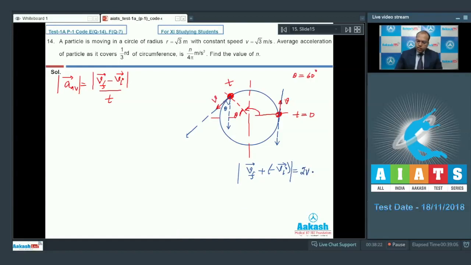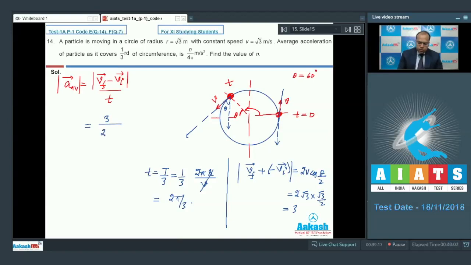So if I calculate the magnitude of the summation of these two vectors, since v is constant, it is equal to 2v cos theta by 2, and the value of theta is equal to 60 degree. So it is equal to 2 into v, that is root 3, into cos 30 degree, and the value of cos 30 degree is root 3 by 2. So it is equal to 3. If I calculate the time interval, then the time interval t is equal to capital T by 3, and the value of capital T is equal to 2 pi r divided by v. Since the value of r and v are the same, it gets cancelled out. So the value of small t is equal to 2 pi by 3. So if I substitute this value here, this is equal to 3 divided by 2 pi by 3. So it is equal to 9 by 2 pi.